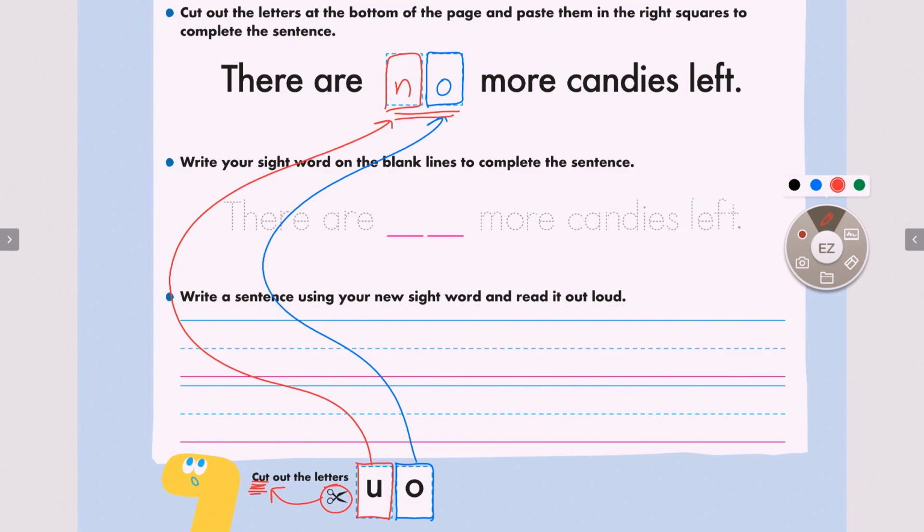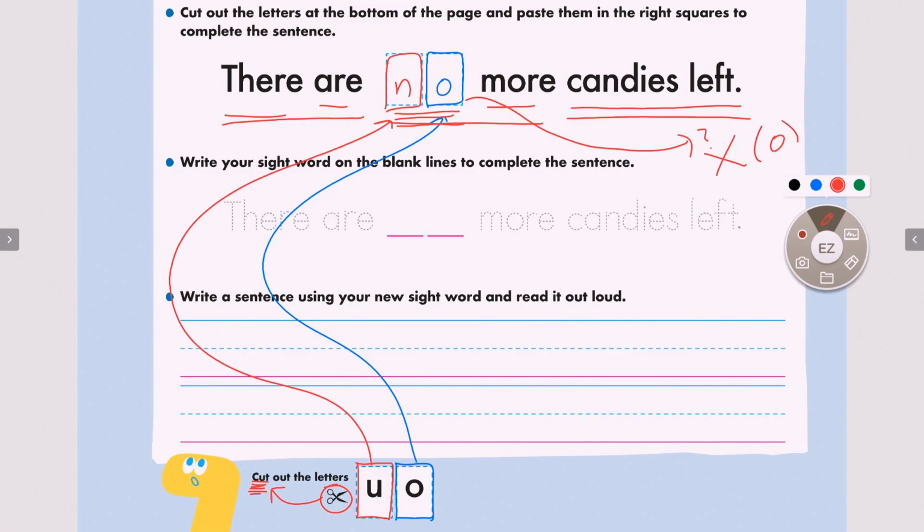All right, everyone, let's read the sentence. There are no more candies left. One more time. There are no more candies left. That means, do we have any candies? No, no, we have zero candies left. All right, everyone.